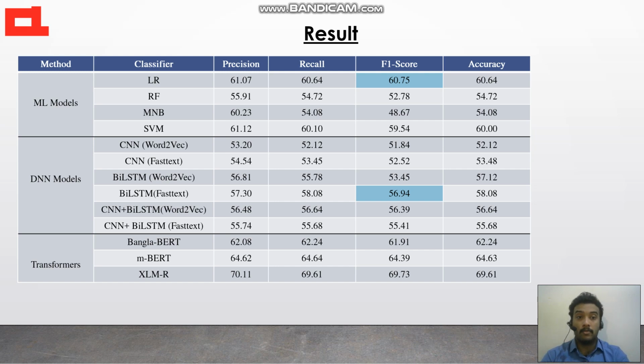After employing transformer-based models, it is observed that there is a significant increase in all scores. Among transformer-based models, BanglaBERT achieved the lowest F1 score of 61.91%. However, this model outperformed the best ML and DNN approaches. Meanwhile, mBERT shows almost 3% improved F1 score over BanglaBERT. XLMR model shows an immense improvement of about 6% compared to BanglaBERT and 5% compared to mBERT. It achieved an F1 score of 69.73%, which is the highest among all models.